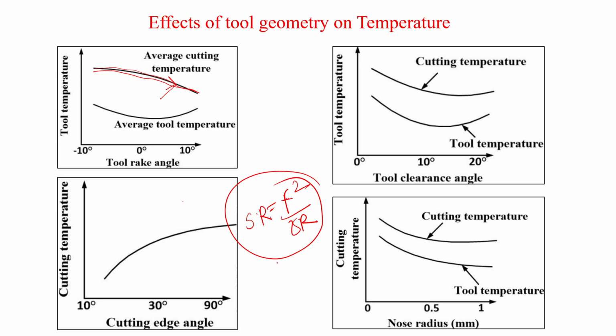So when you are increasing r, the surface roughness is decreasing, right? And the surface roughness is mainly higher because of the higher temperature. So when you are increasing r, the surface roughness decreases, which means that the cutting temperature is lower. Therefore, with increase in the nose radius, the surface roughness decreases, corresponding to the decrease in the cutting temperature.